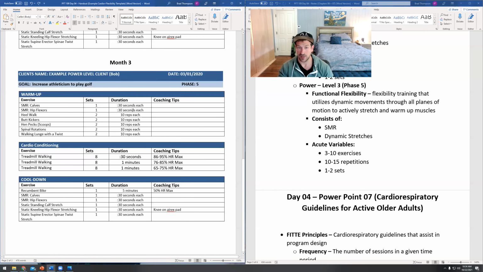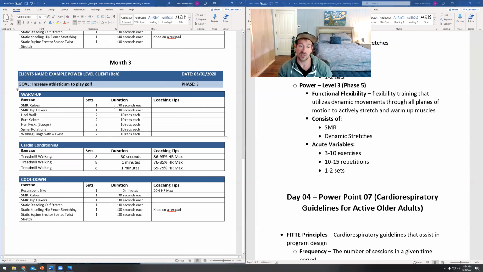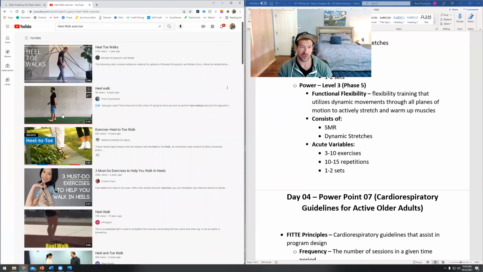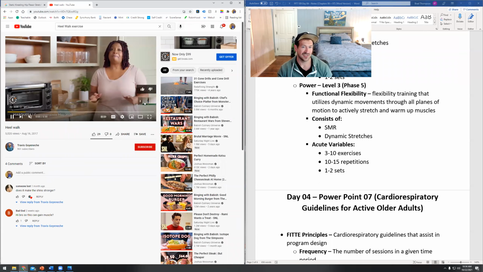And then we got Bob's final month here. We put him in phase 5 here, which is level 3, right? Phase 5, level 3, which means he's going to get functional flexibility, which means we're going to do dynamic stretches. So he's still going to foam roll the calves. He's still going to foam roll the hip flexors. But now we are going to do a heel walk, which is a very goofy looking exercise, but is a great calf stretch. It looks real goofy, but trust me, it is quite effective.